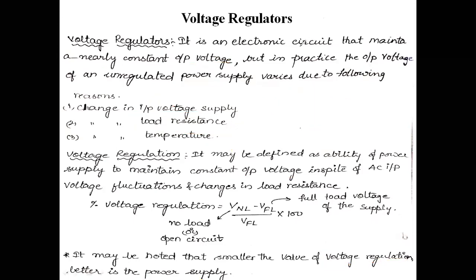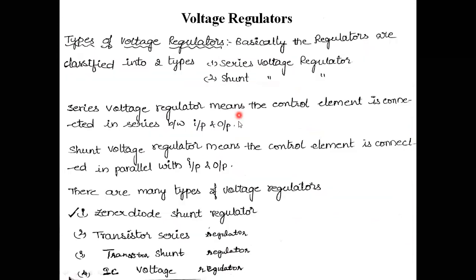Types of voltage regulators here. Typically or basically the regulators are classified into two types, that is series voltage regulator and shunt voltage regulator. In our syllabus we deal with only the shunt type of voltage regulators, so you will see only this shunt type. We are not going to see the series type of voltage regulators.